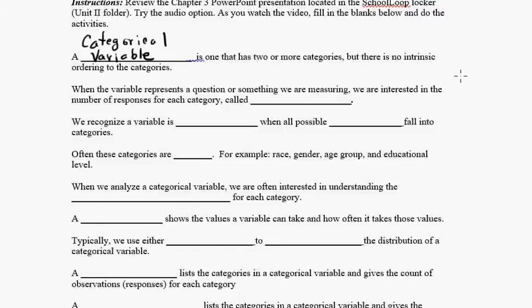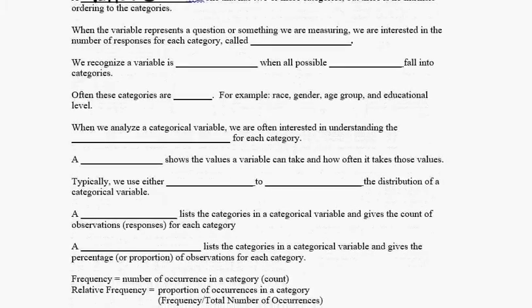For example, you could say eye color is blue, brown, green. But you could also say green, brown, blue. The order doesn't matter for a categorical variable, whereas with a quantitative variable it does. When a variable represents a question or something we are measuring, we are interested in the number of responses for each category, so we call those responses frequencies.